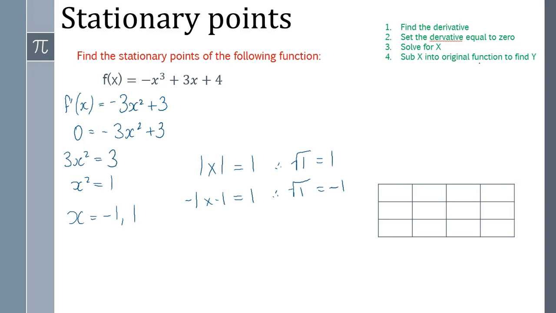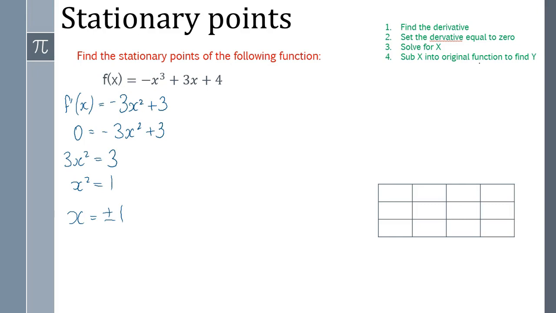Do not just do 1 because you won't be able to find the other point. You won't be able to find the other maximum or minimum. So as soon as you square root a number in this, make sure you do positive and negative. You can write it like that, or you can write it plus or minus 1. Either one's fine, but if you square root, you've got 2 answers. Make sure you use them both.